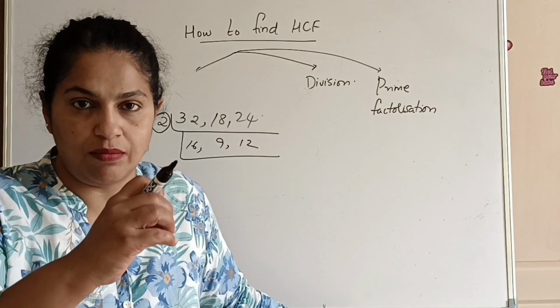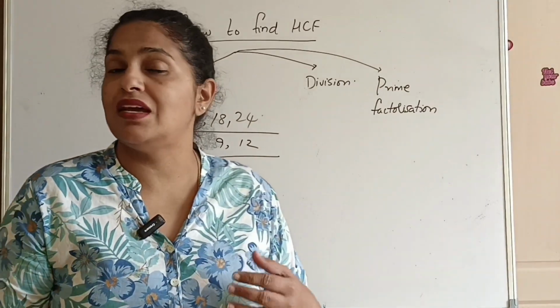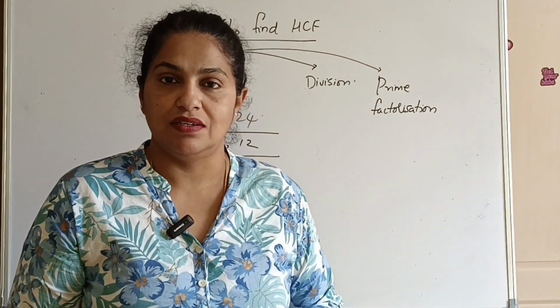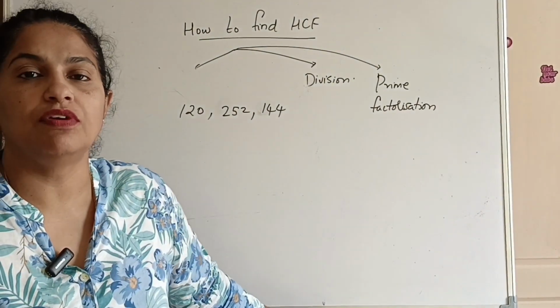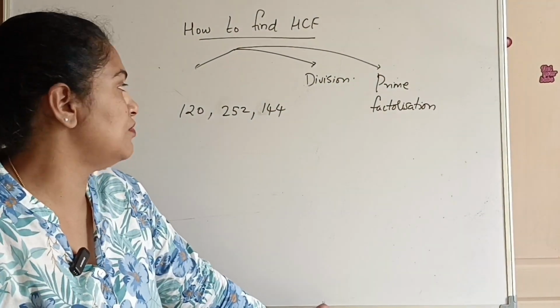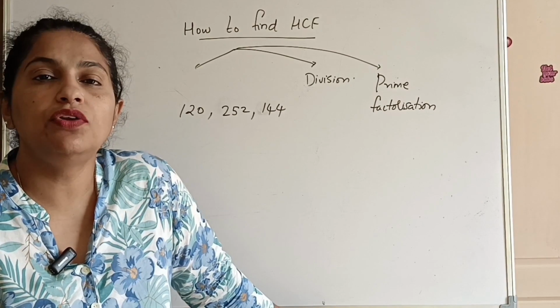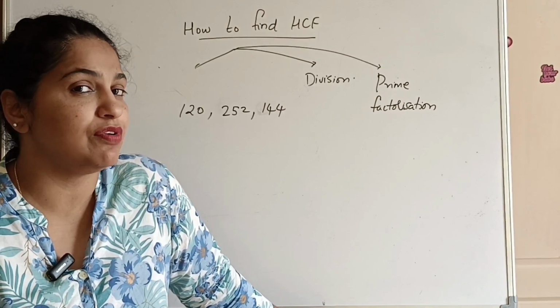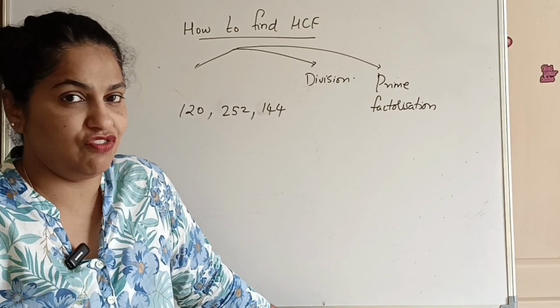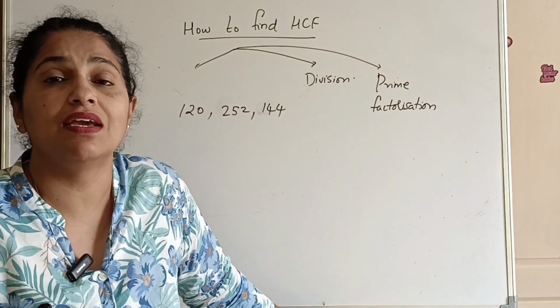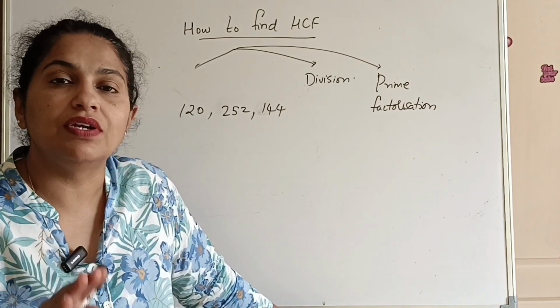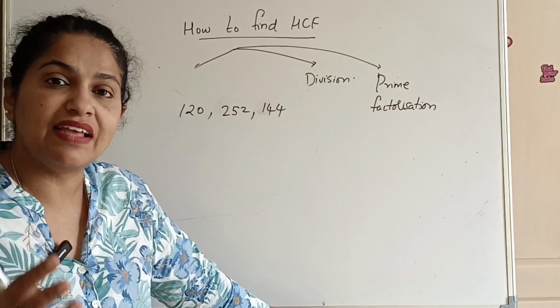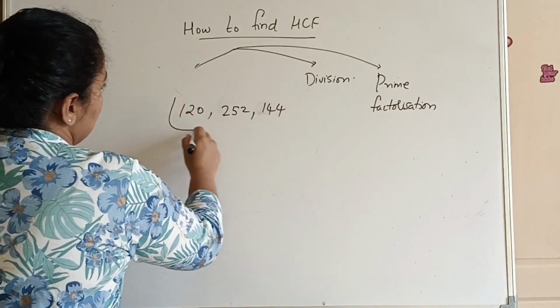Okay, let us take one more example and see how this method is easier than the other methods actually. Here I have taken another set of numbers: 120, 252 and 144. If we are going to list out all the factors individually for these numbers and try to figure out the highest common factor, it is going to take a lot of time. Okay. So, now let us see whether the division method is actually easier.